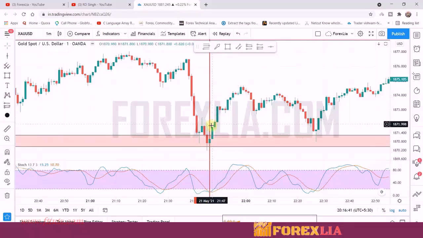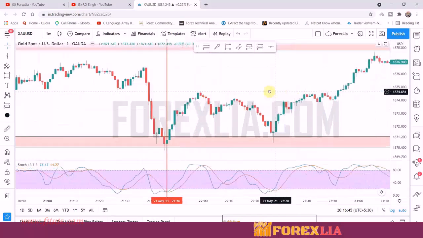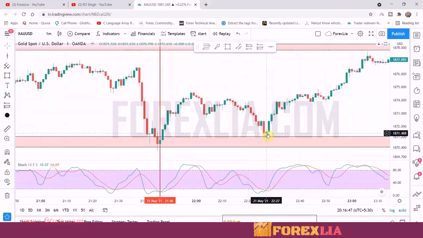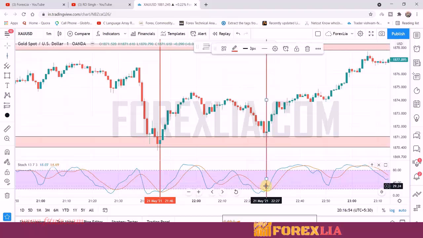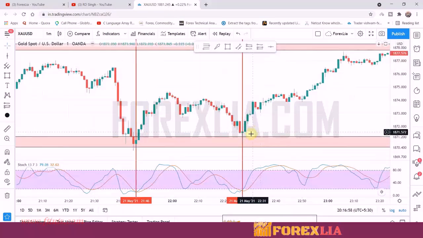And after that, what did the market do? The market has gone up after here. After that the market has again come above this zone, and where we got to see the breakout, we got to see the stochastic breakout. And what happened after that? The market went upwards from here. So this was the power of stochastic. If you try stochastic with SNR, then the result will be very good.